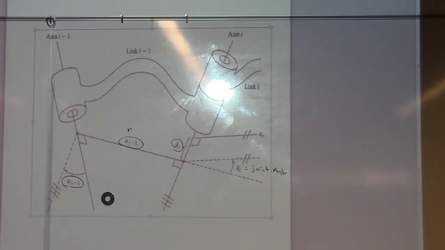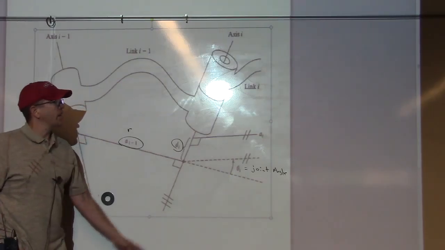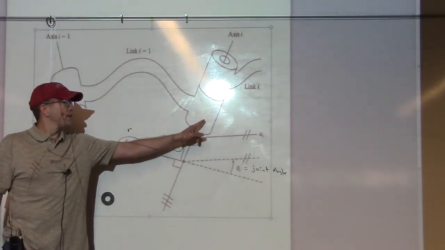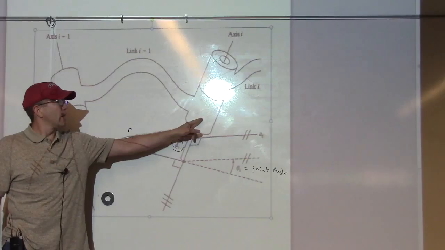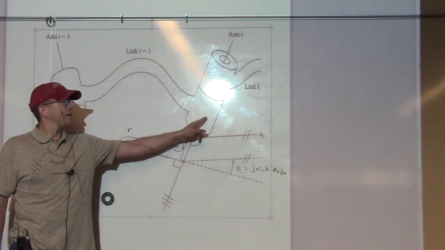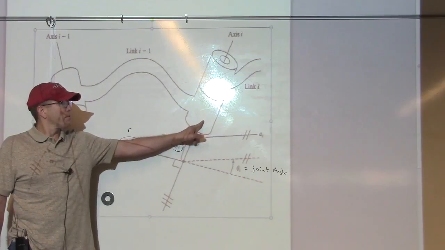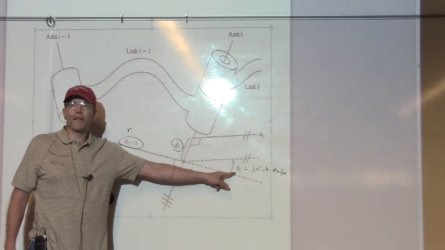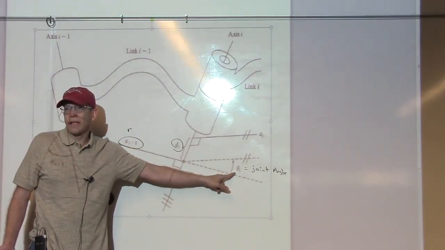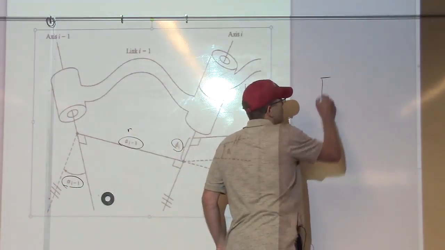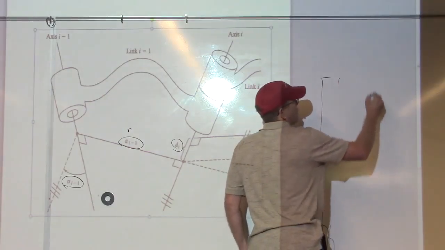That joint angle would be manipulated anytime we have a revolute joint. Okay? What would happen to the joint angle if this was not a revolute joint but a prismatic joint? If this was a prismatic joint instead, we would just say that the joint angle is 0. Okay? And in that case, we would have maybe something that looks like this.